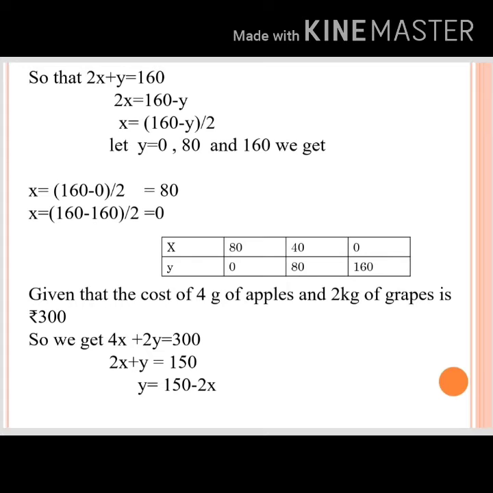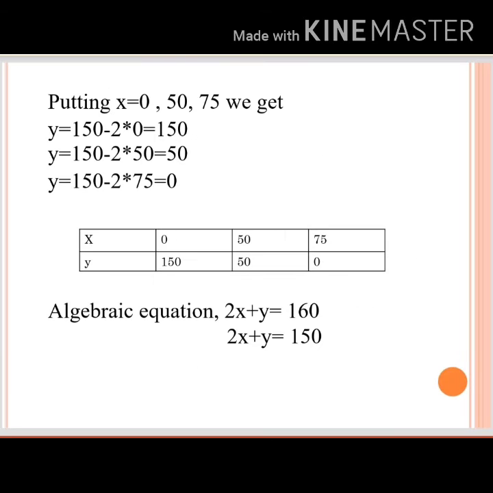Now the first one we have taken, x = (160 minus y) upon 2, is in the x form. The second equation, y = 150 minus 2x, is in the y form. We are taking this just to make the equation easy. Now putting x = 0, 50 and 75, we get y = 150 for x = 0. And for x = 50, we get y = 50. And for x = 75, we get y = 0.